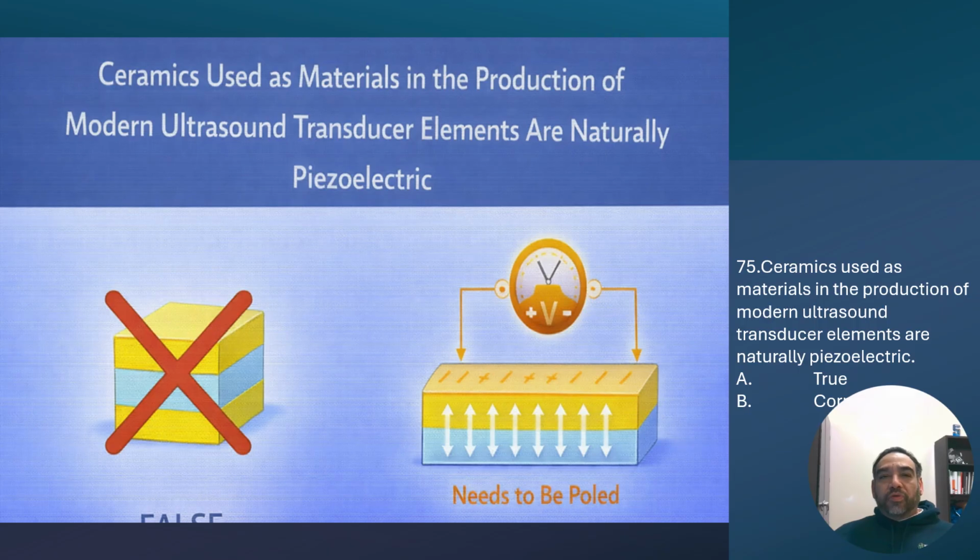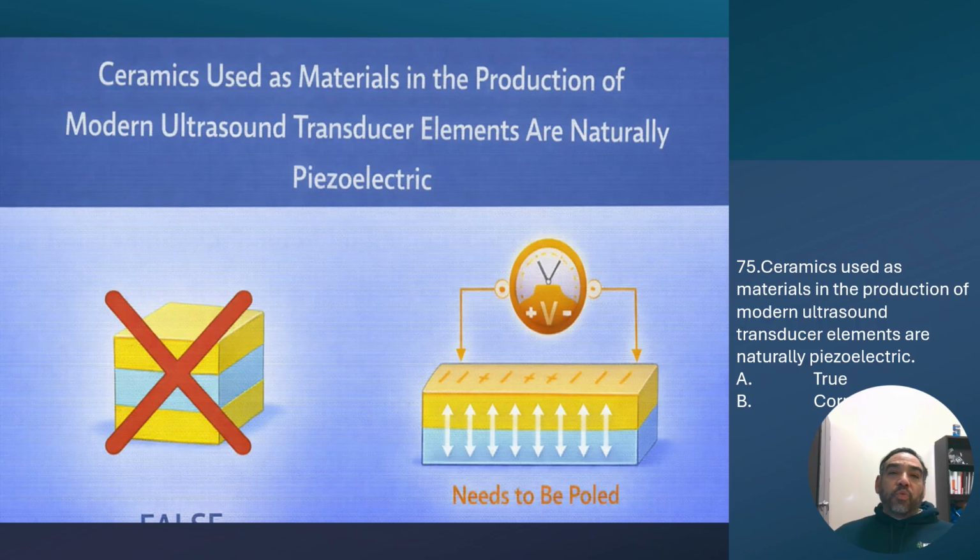They have to go through a process called polarization. Remember we talked about how they lose the polarization with temperature. So what happens during polarization, the ceramic is heated near what's called, if you remember the term, the Curie temperature. So you have a strong electric field that's applied. The internal dipoles within the material align in one direction, and the material then is cooled while the field is still applied. And then it becomes piezoelectric. So without this process, the ceramic would just be ceramic.